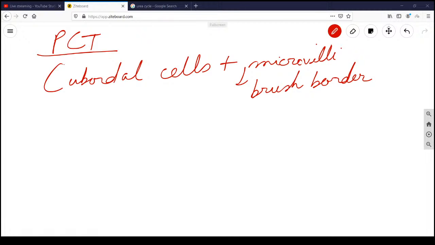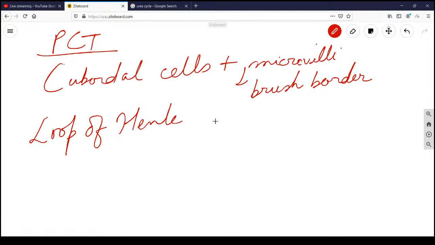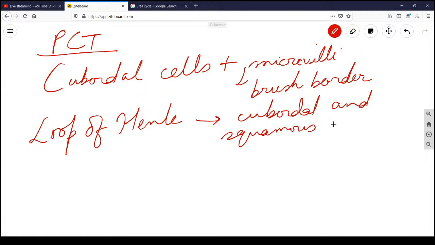Nephron loop or loop of Henle, the thick ascending limb has cuboidal cells, and the thin limb has squamous epithelium. So cuboidal epithelium and squamous epithelium, both are simple, so none are stratified. All are simple only, present in the loop of Henle.